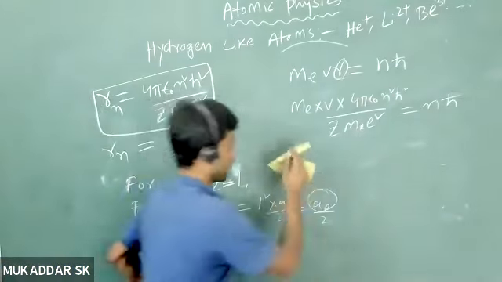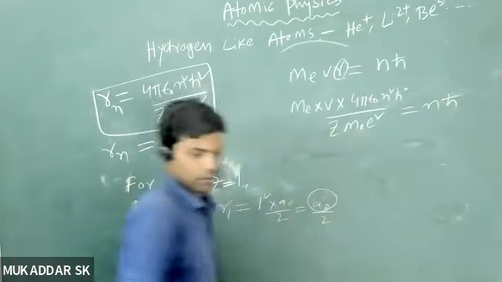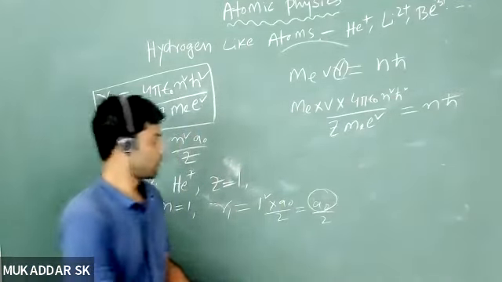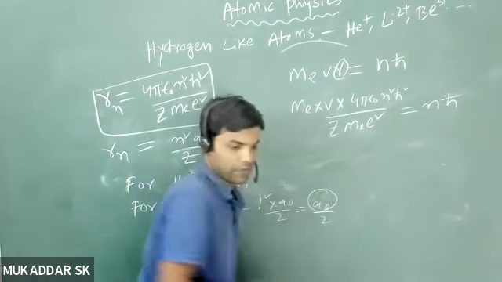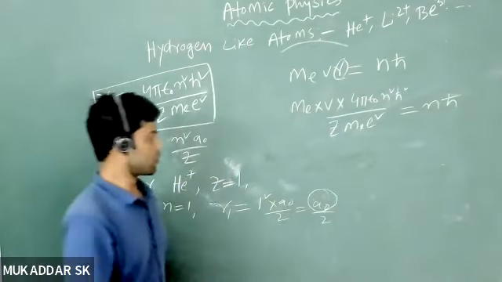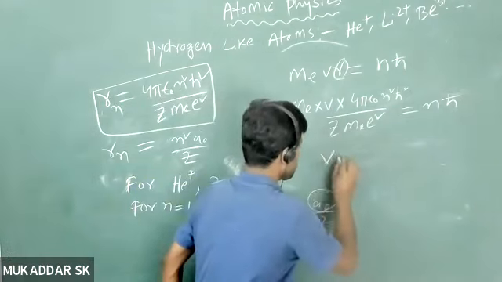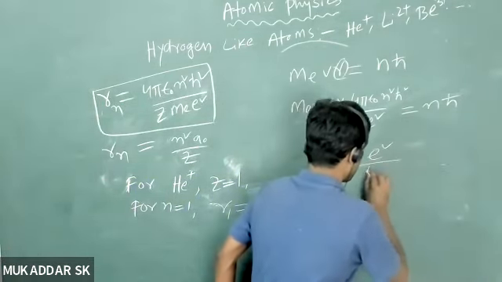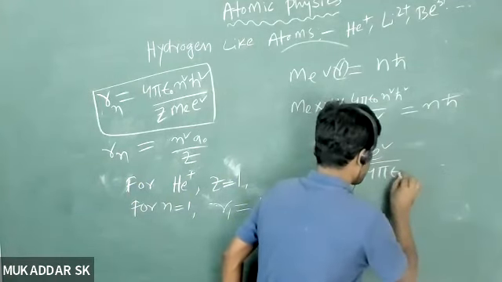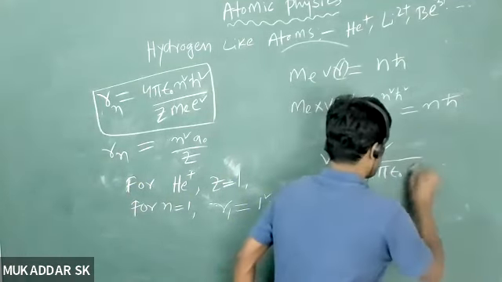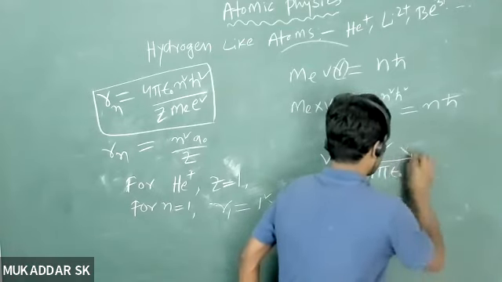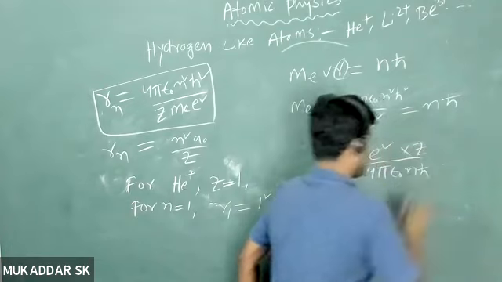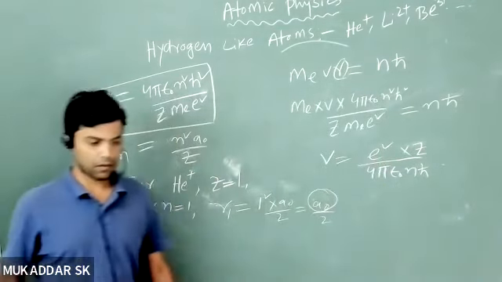So what will you get? What will be that output? Please tell me, Neetu, how much will you get? Can you please tell me? So speed will be how much? If you see, it will be e square by 4 pi epsilon naught, then n h cut, and in numerator you will get the extra factor Z. Z is the atomic number.